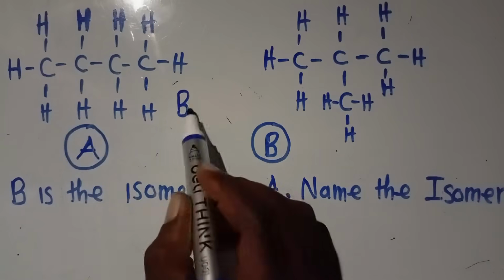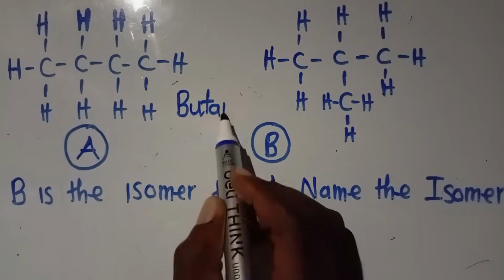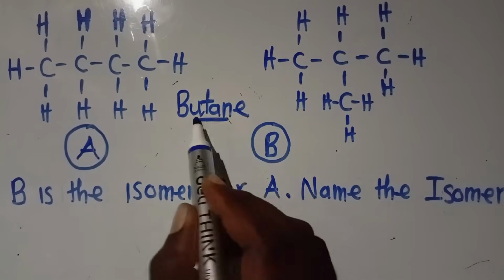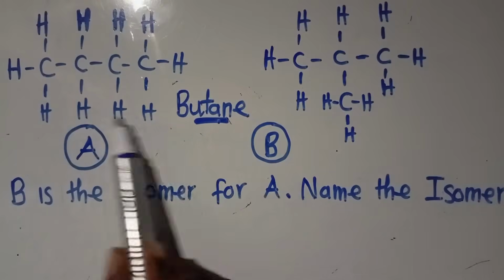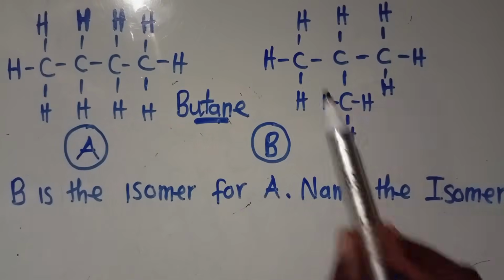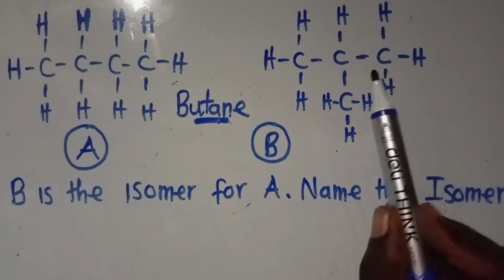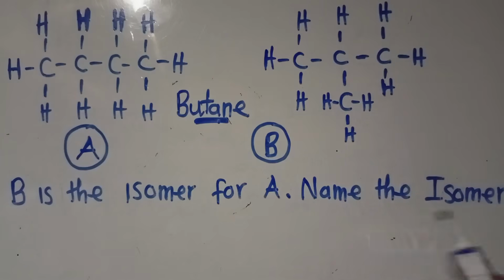The name is butane. This is what you are supposed to know. So the structural formula that is here is butane. Then this is the isomer for butane. So the question is saying name the isomer.